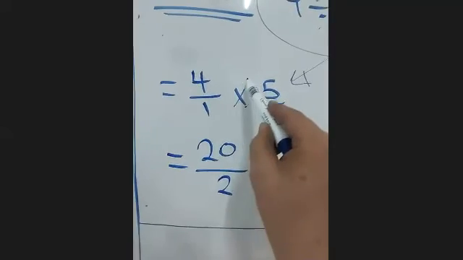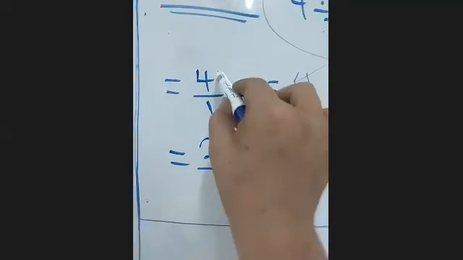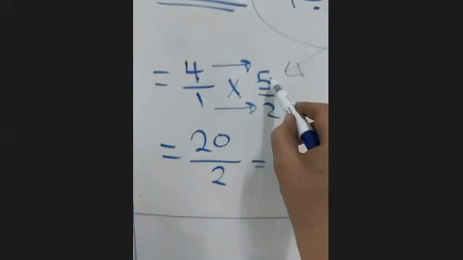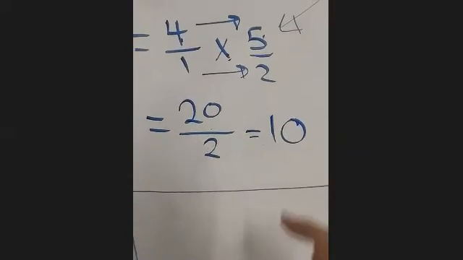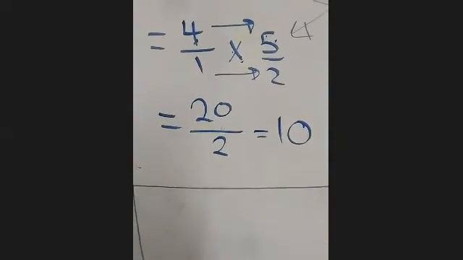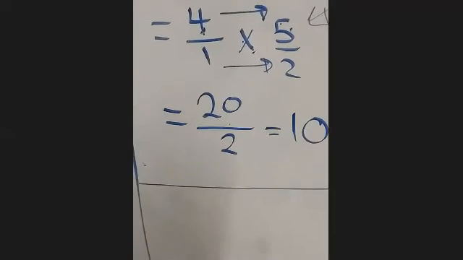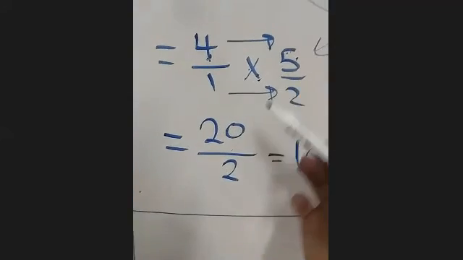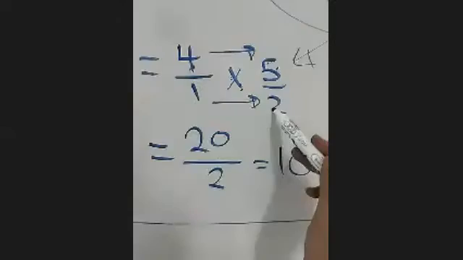Now I will multiply between the two fractions. I'll multiply up and multiply down normally. 4 multiply 5, Wafi, how much? Focus, Wafi. 4 multiply 5, how much? 20. 1 multiply 2, how much? 2.